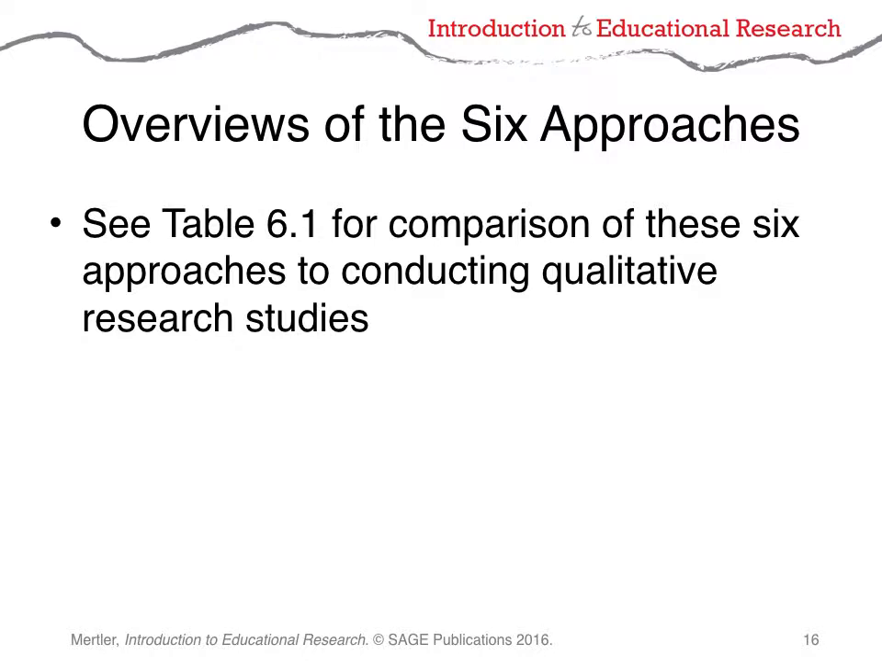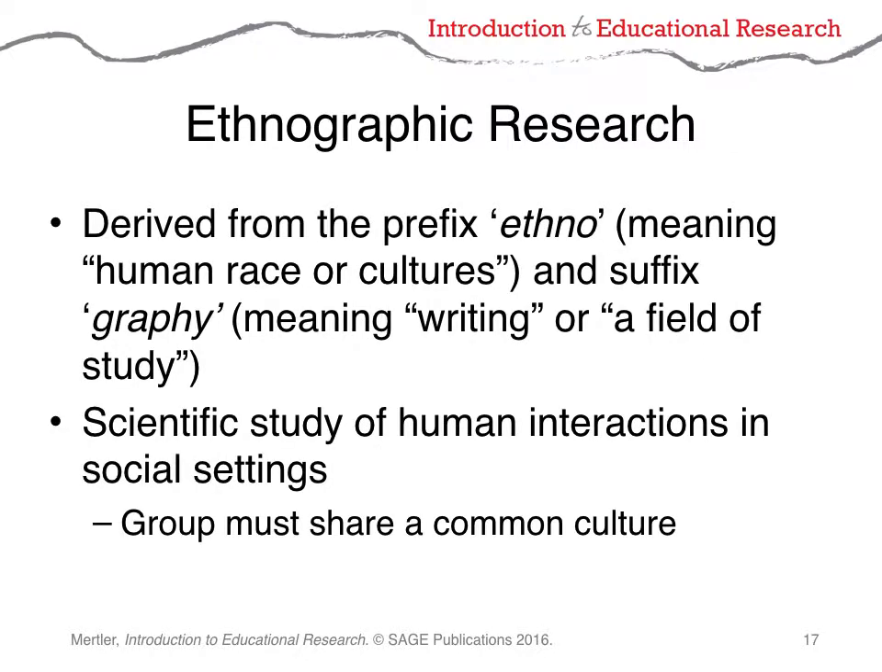So go to the book, table 6.1. This is a solid overview. And just to look a little bit more at ethnographic research: ethno meaning human race or cultures, and the suffix graphy meaning writing or a field of study. You might know this from other social science areas. But we're really looking at human interactions in social settings.